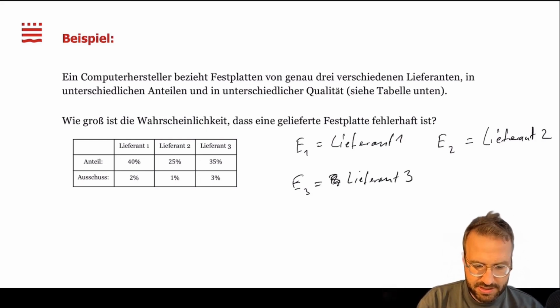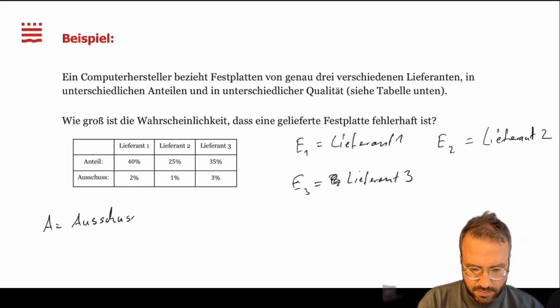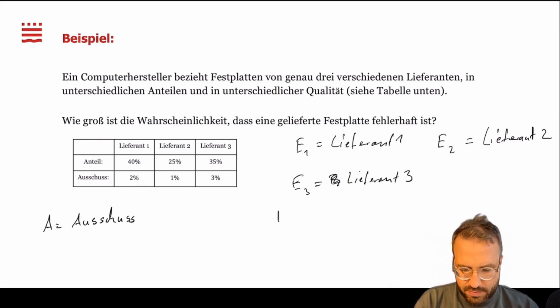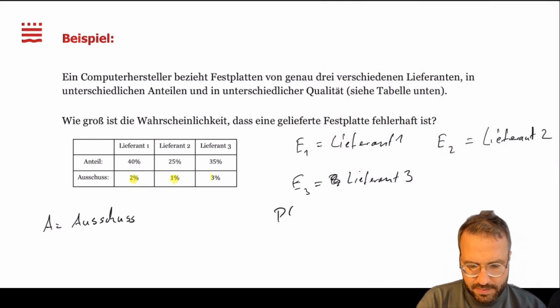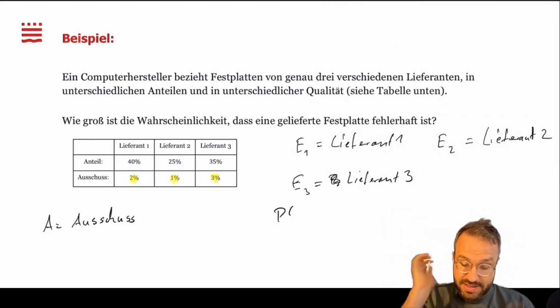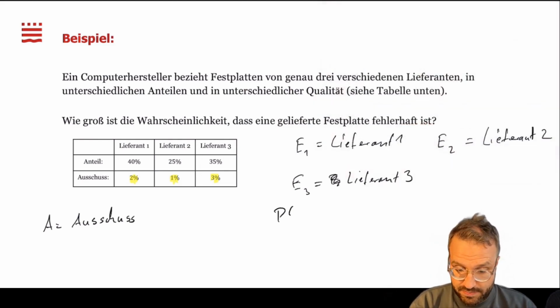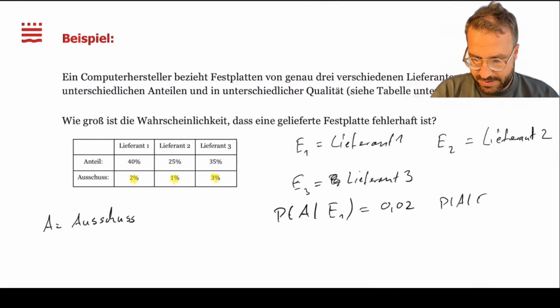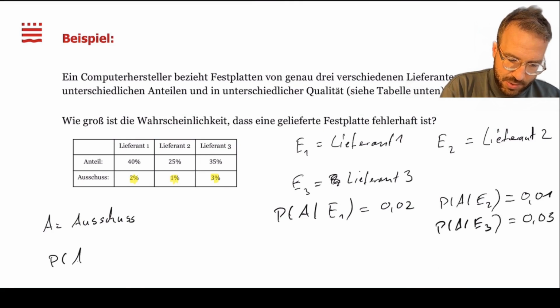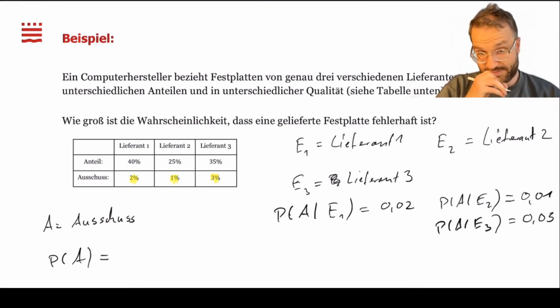So, we are interested in things. A means defect, so how much is broken? And we only know what is stated in the table. And now perhaps you still wonder, what do these tables mean? Well, that means that the probability of defect under the condition of supplier 1 is 0.02, P of A given E2 is 0.01, and P of A given E3 is 0.03.